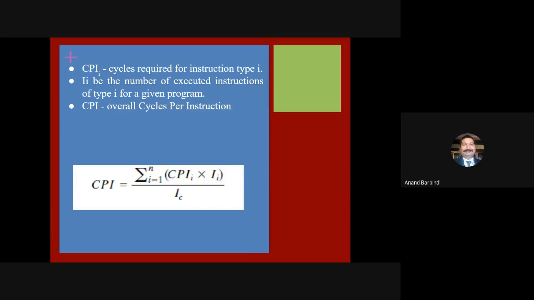Okay. Then we discussed that CPI is one of the parameters that can be used to measure the performance, but CPI for all the instructions is not the same. So we calculate average CPI using this particular formula. CPI stands for cycles per instruction. So it is desired that CPI for a particular computer should be less, so that the performance of that computer is better than the other computers.